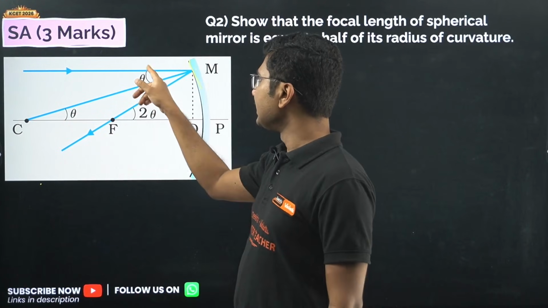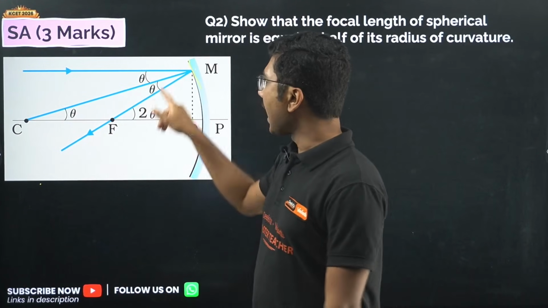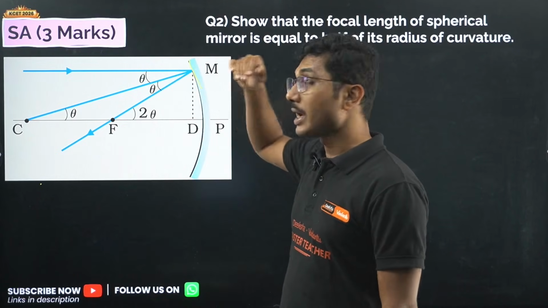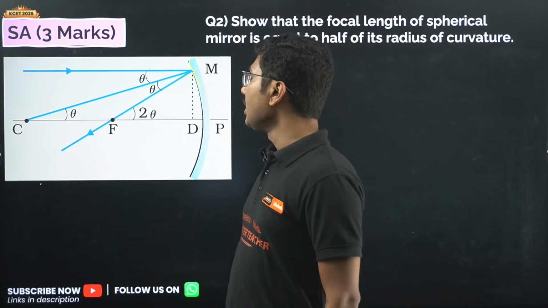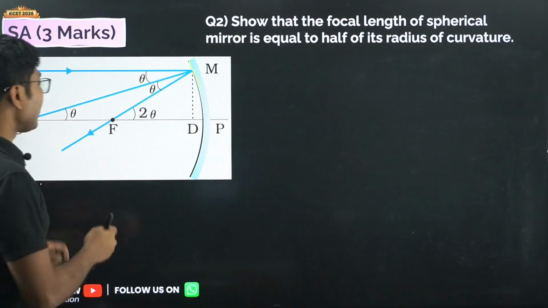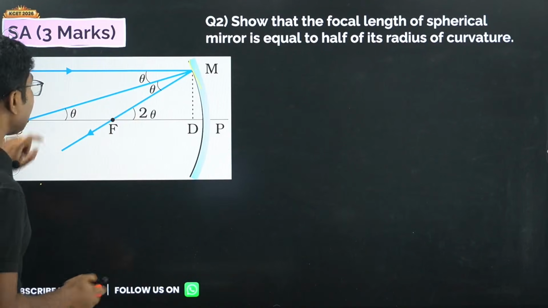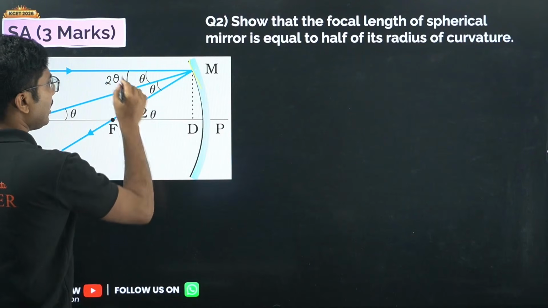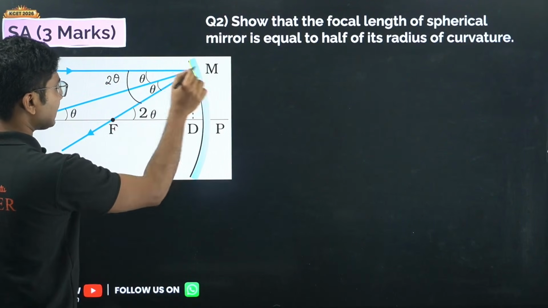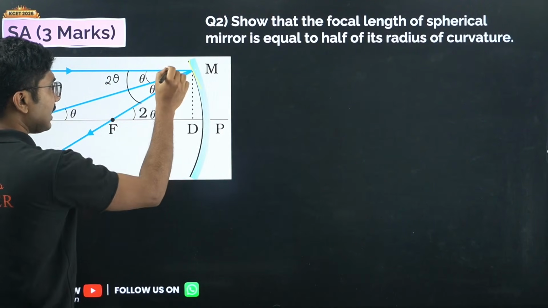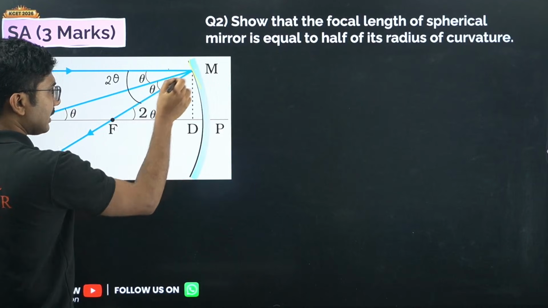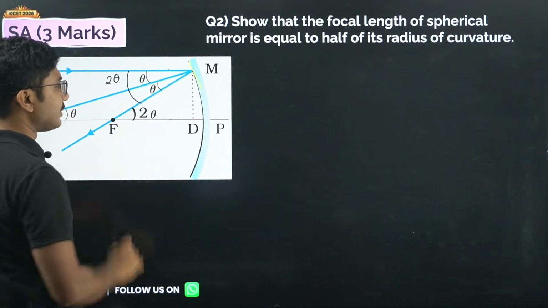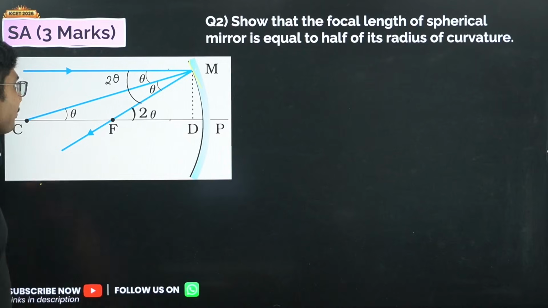So that means this angle is the angle of incidence and this angle is the angle of reflection. So the angle of incidence is equal to the angle of reflection, okay, and combined, the total angle here is 2 theta. Okay, so if this angle is 2 theta, then you can consider these as parallel lines. This line and this line are parallel. This is the bisector. So this angle should be an alternate angle. So this angle will also be 2 theta.